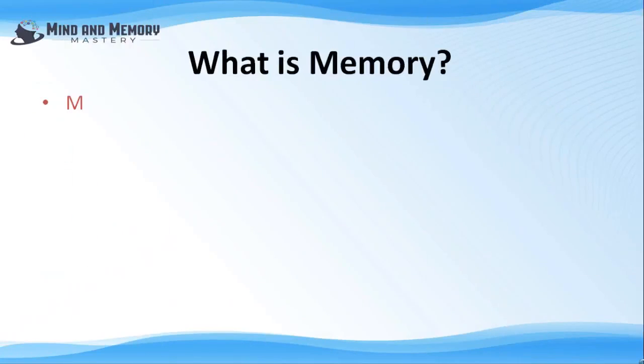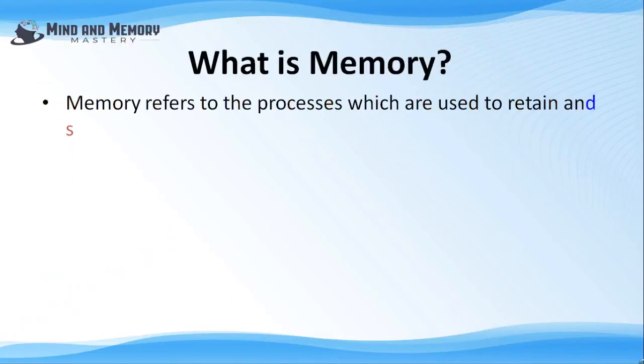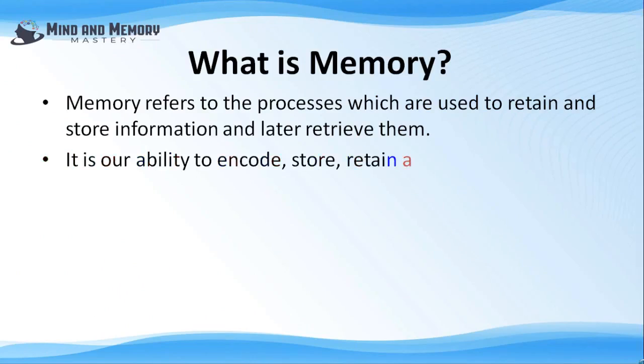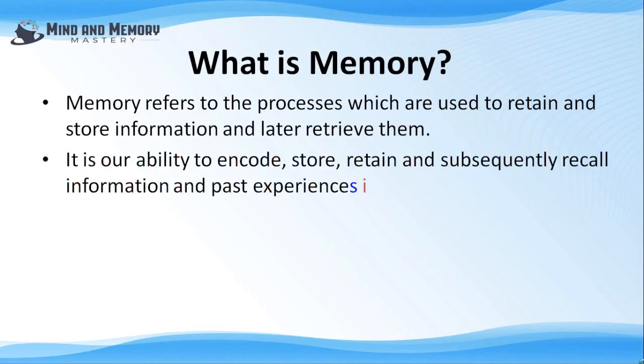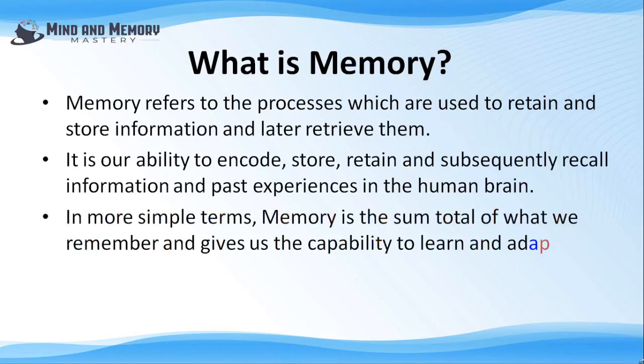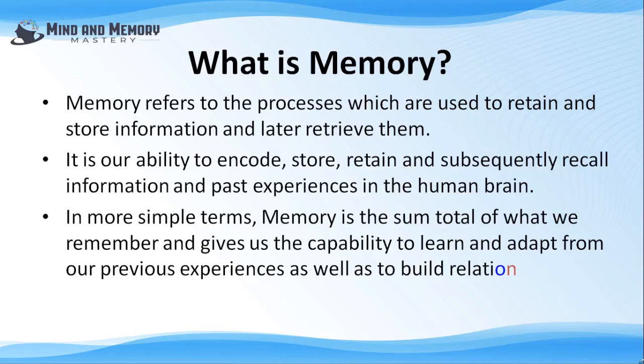What is memory? Memory refers to the processes which are used to retain and store information and later retrieve it. It is our ability to encode, store, retain and subsequently recall information and past experiences in the human brain. In more simple terms, memory is the sum total of what we remember and gives us the capability to learn and adapt from our previous experiences, as well as to build relationships.